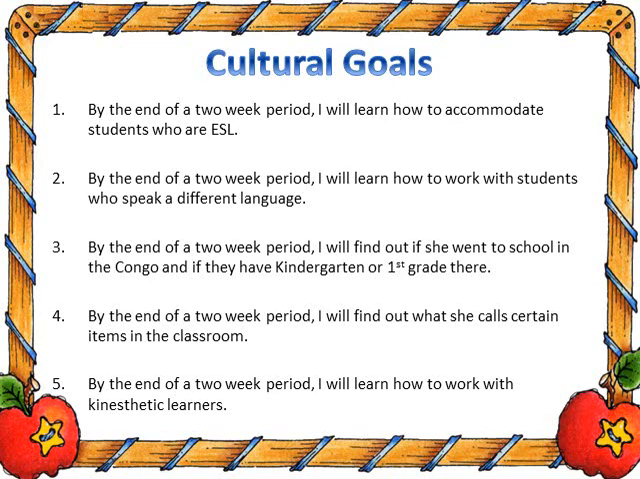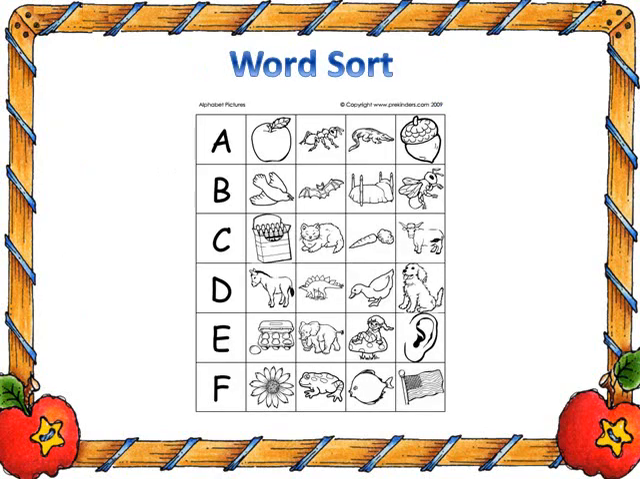I will learn how to accommodate students who are ESL. I will learn how to work with students who speak a different language. I will find out if she went to school in the Congo and if they have kindergarten or first grade there. I will find out what she calls certain items in the classroom, and I will learn how to work with kinesthetic learners. To practice the beginning letter sound in picture and words, we used Words Their Way and did a lot of picture and word sorting into the correct category.